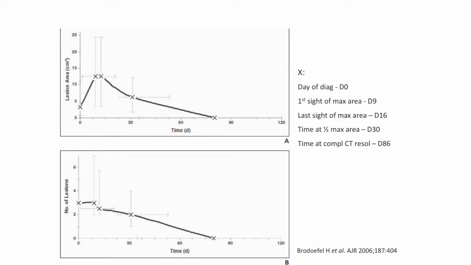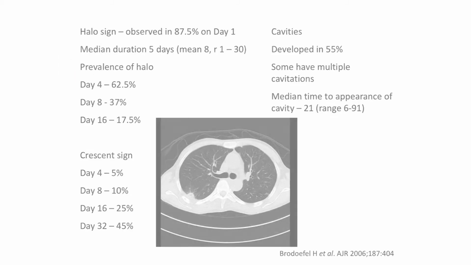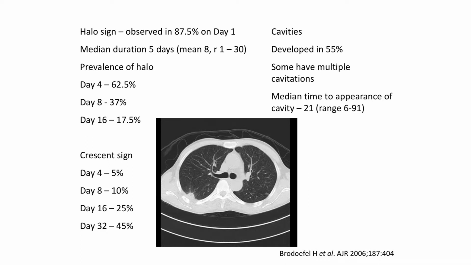Now what then of this halo sign? Like I said, it is a transient sign. If you scan early, you are likely to see it. The earlier you scan, the more likely you are to see it. And if you take 1 week after symptom onset, then only about a third of the patients will have the halo sign. Of course, that's very difficult because what is symptom onset? Is it first day of fever? Is it first day of cough?